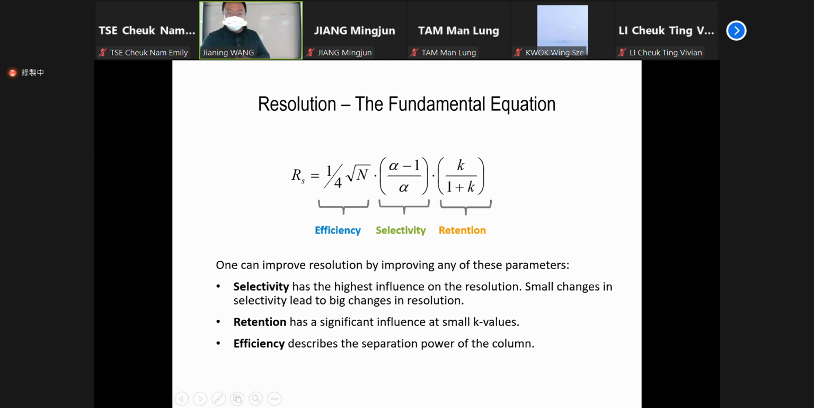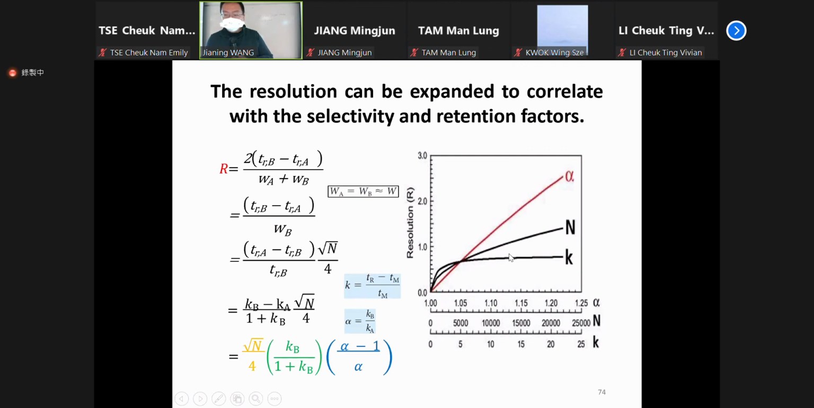It obeys the square root relationship, right? The square root of N has a linear proportion to R.